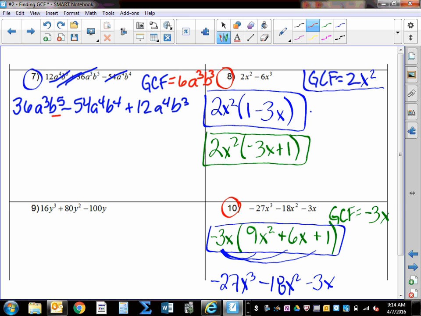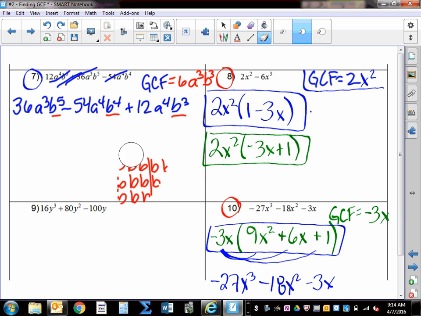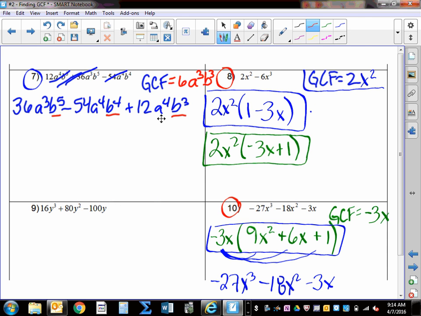Right, but remember this, I can only take out the smallest one. Because b to the 5th is like this, b to the 4th is like this, and b cubed is like this. So the most that they all three have in common would be b cubed. Sometimes it looks a little intimidating when you have a large GCF. But what's nice is the larger your GCF, the smaller these become.